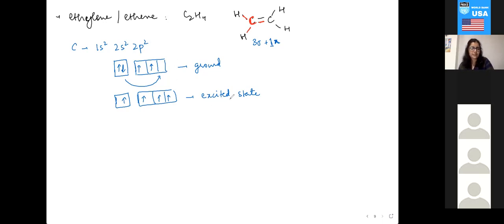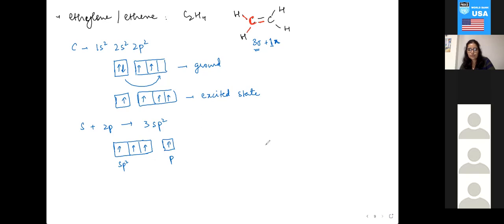So ground state, then excited state. Because there are 3 sigma overlaps, we need 3 hybrid orbitals. So the s and the 2 p orbitals will give 3 sp2 hybrid orbitals. So this is what it looks like. You have 3 sp2 hybrid orbitals, all of them equal in energy. They each have a single unpaired electron, and there is one remaining p orbital unchanged.